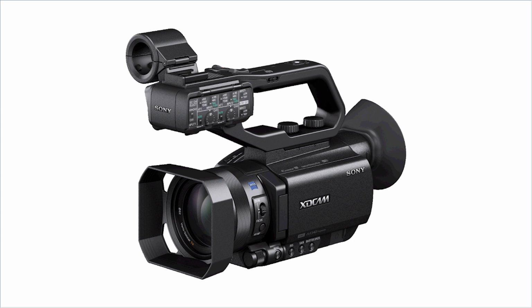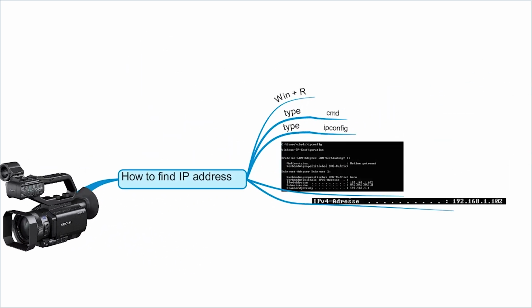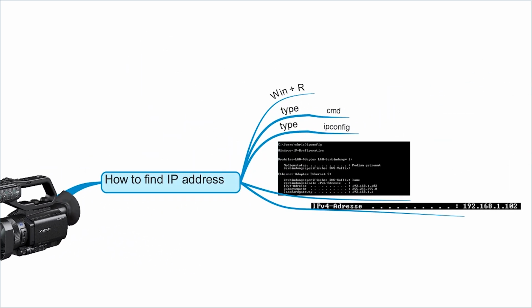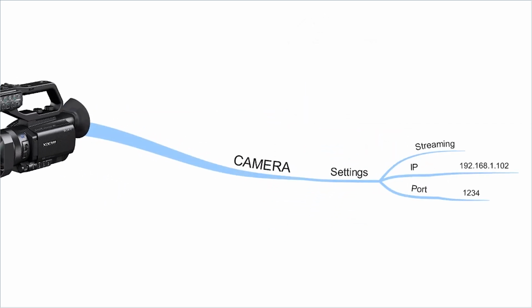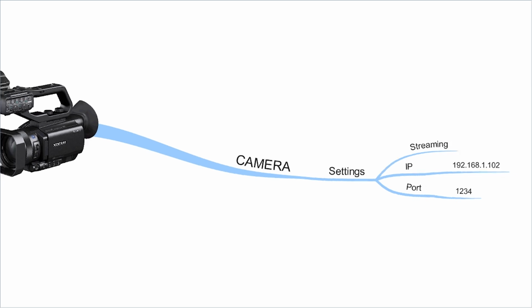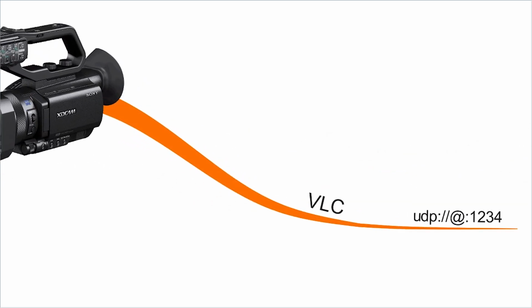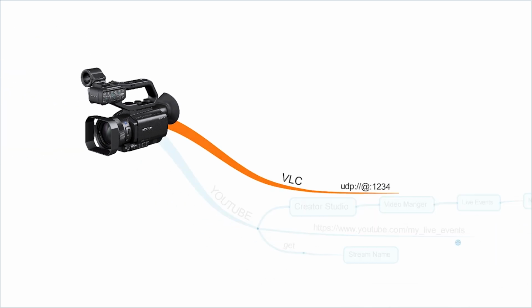So first things first. The first thing you need to get is your IP address. So we'll go over how to find the IP address of your computer. Next up is what are the required settings in your camera, and how to check whether your live stream is being received by your computer or not.